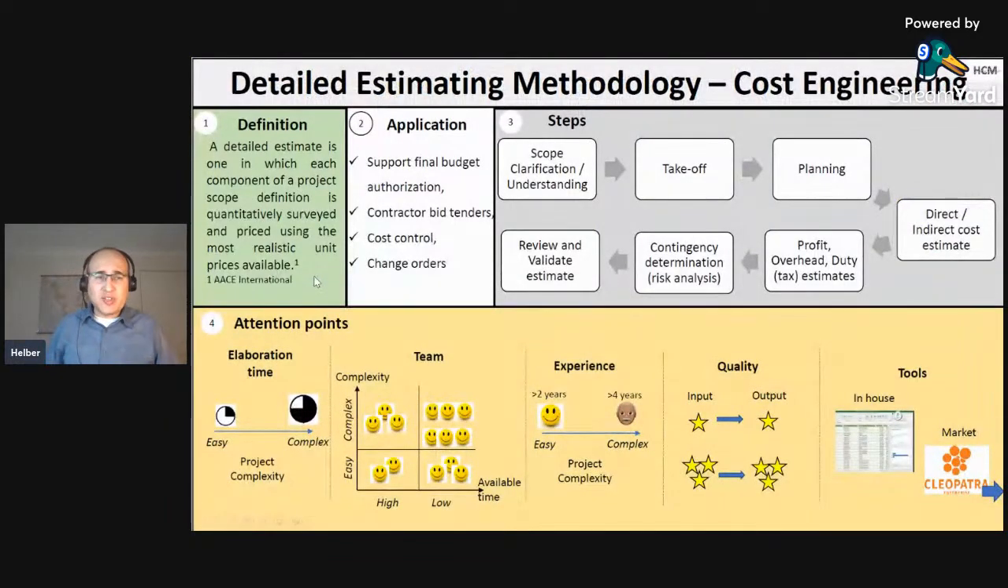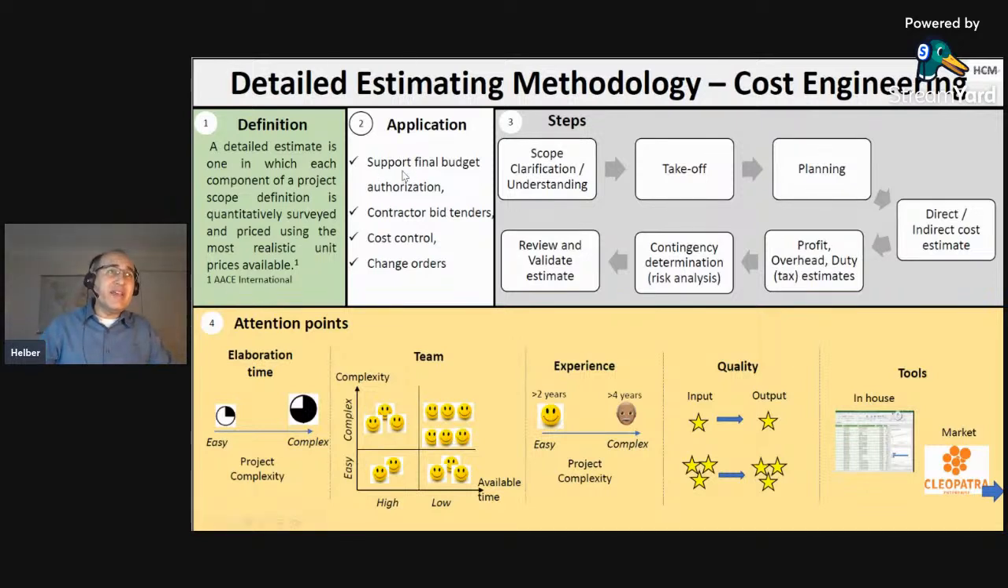I have been writing posts on LinkedIn since 2021, and I used one post in the first technique. Here in the second technique I am using another post that I wrote, I think 2 years ago, about the detailed or bottom-up methodology.